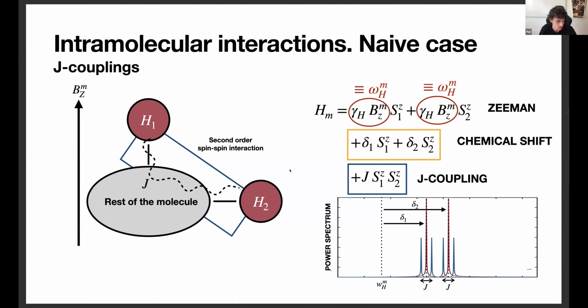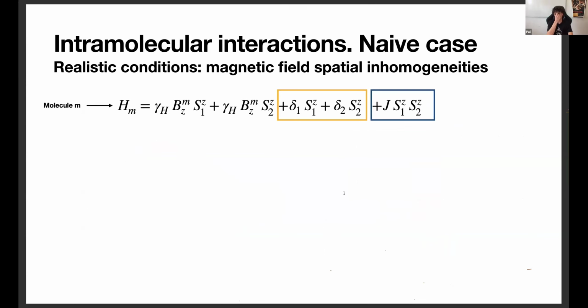It's simpler, the case. Okay, so this is the simple case and a naive case. Let's move to a more realistic scenario. This Hamiltonian that we've just seen is a Hamiltonian only for one molecule, but we have to assume that our sample is small, but not as small as to only contain one molecule. So it will contain a lot of different molecules, right?